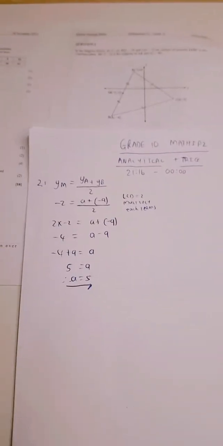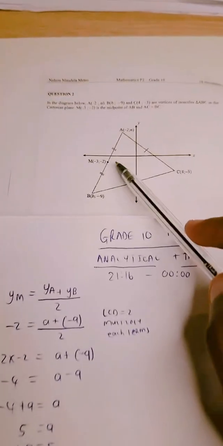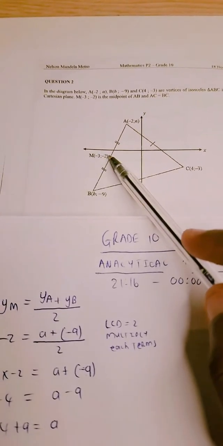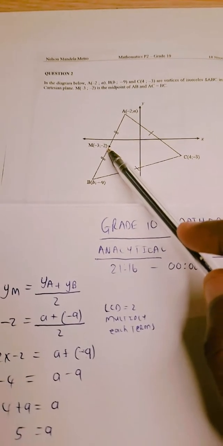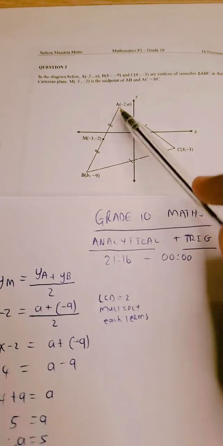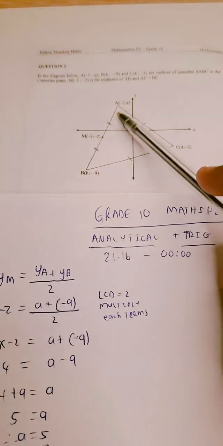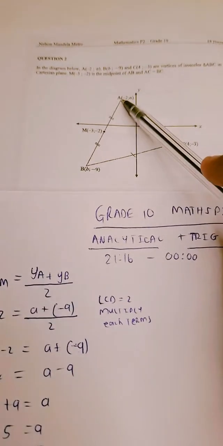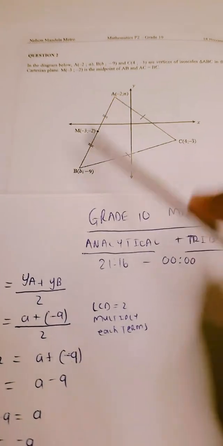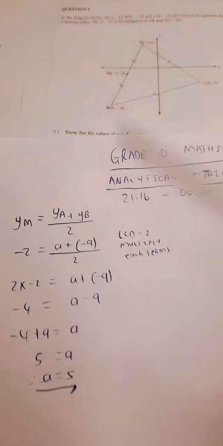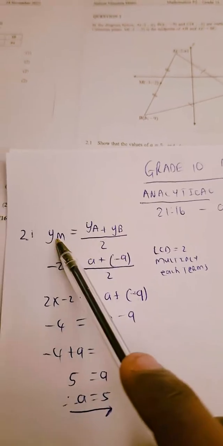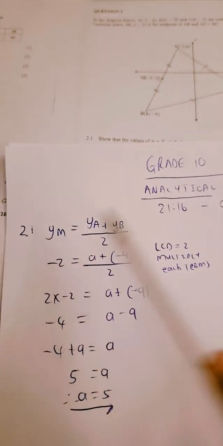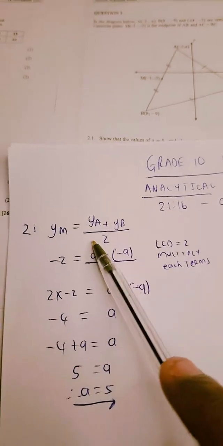Okay, did we see how we did that, guys? As I'm saying again, the y coordinate of M, which is negative 2, would be equal to the y coordinate of A plus the y coordinate of B. That's how you get the midpoint. You take the coordinates of the endpoints, add them together, and divide by 2. There we have it. The y coordinate of A plus the y coordinate of B gives us the y coordinate of the midpoint. Okay, right. Then what do we do?